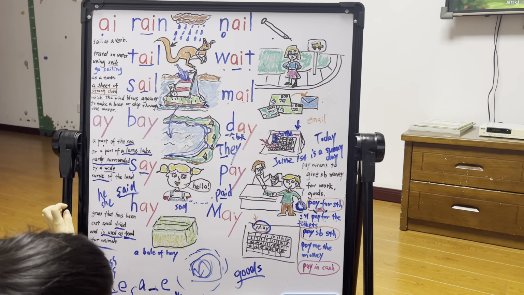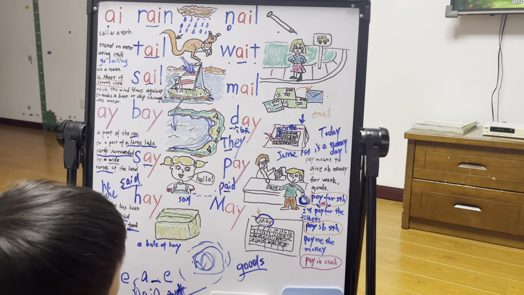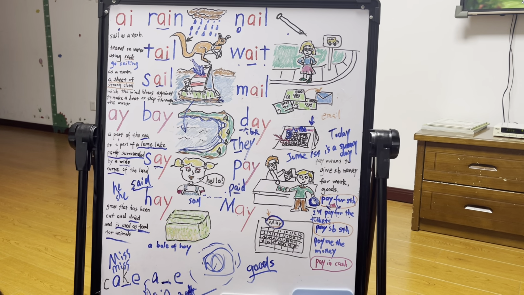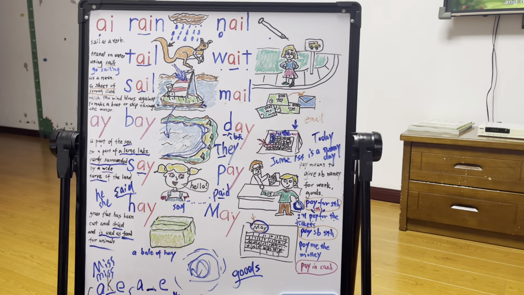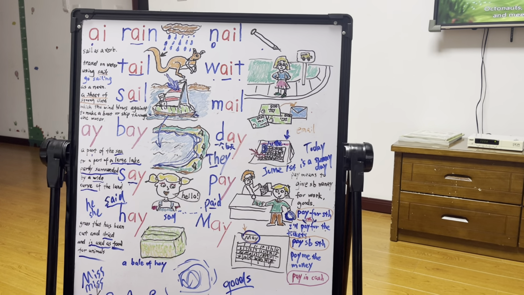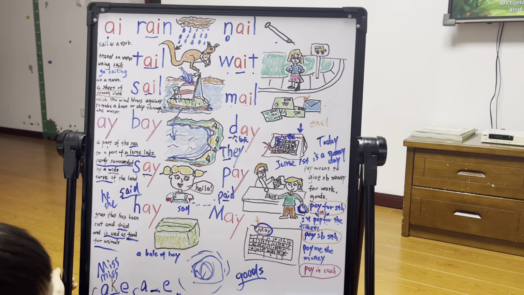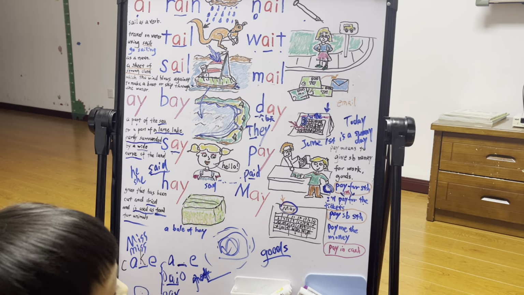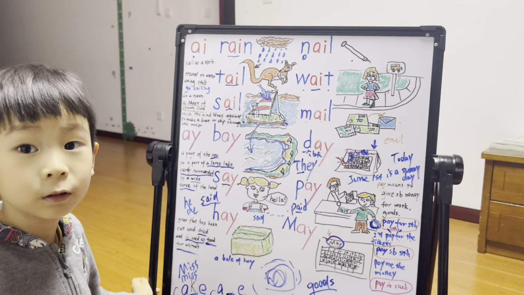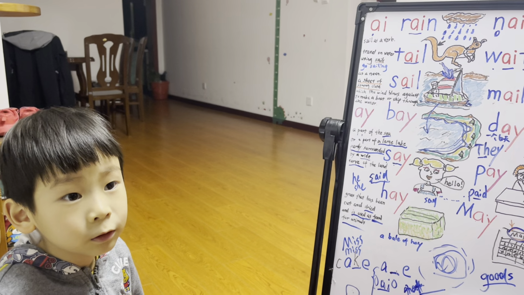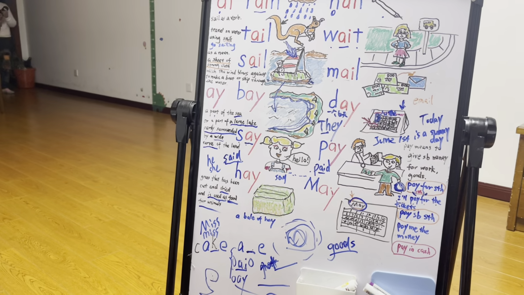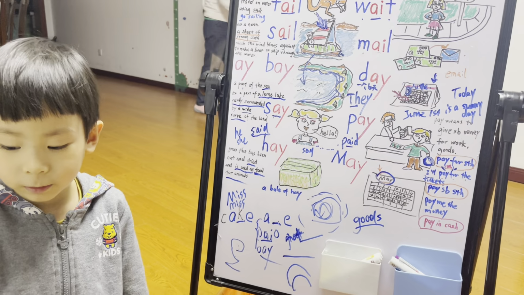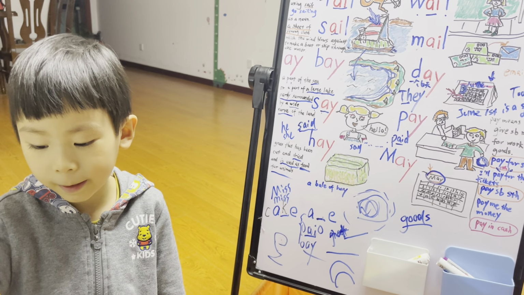D-A-Y, day, okay. So, June the 1st is children's day. Okay. And May the 1st is Labor Day. June the 1st is my... It's not your birthday. January the 1st is a birthday, okay? May the 1st is not your birthday. January the 1st is your birthday. May is the fifth month of the year. January the 1st is my birthday. January the 1st is your birthday.